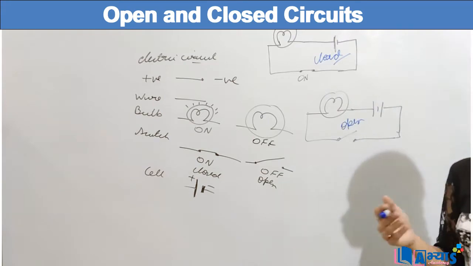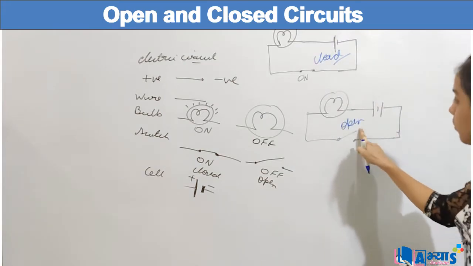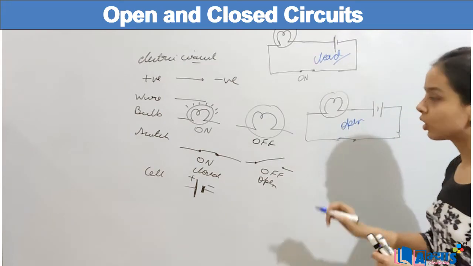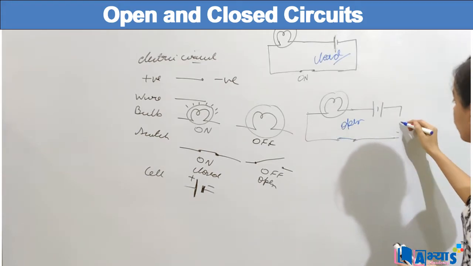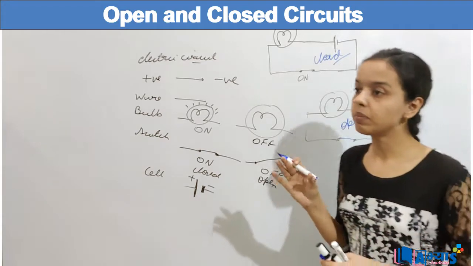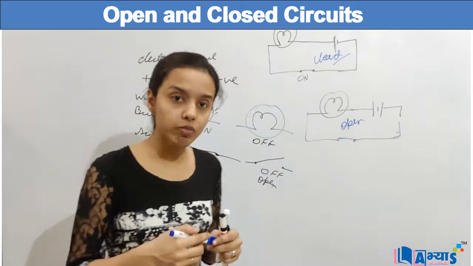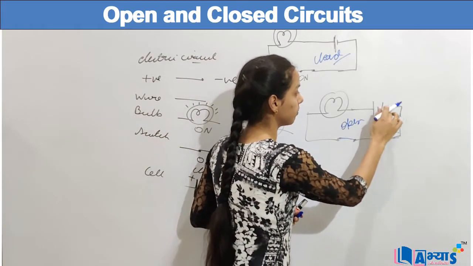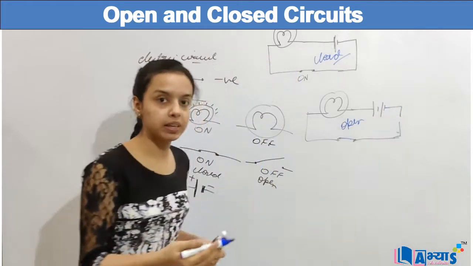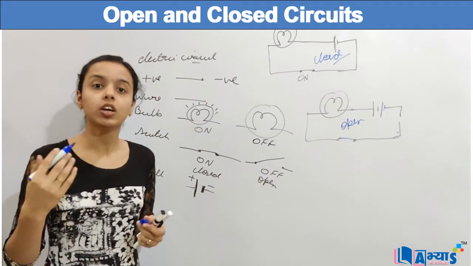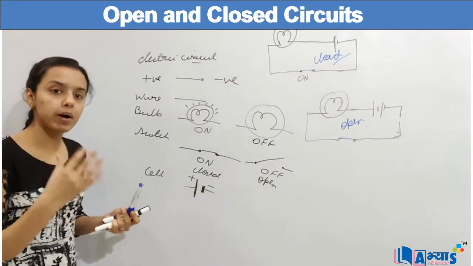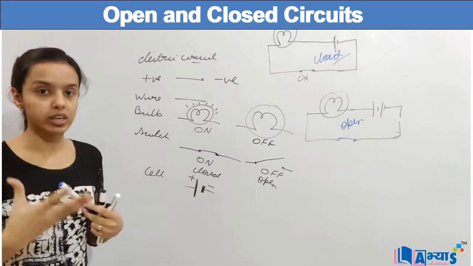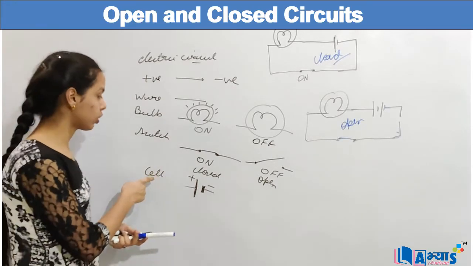But sometimes you can see that the switch is closed, but the wires have not been joined properly. There are some gaps in the wires. So when there are gaps in the wires, the current will not flow properly. Such circuits are also known as open circuits. Whenever the bulb glows, that means the current is flowing in the circuit. That circuit is a closed circuit.